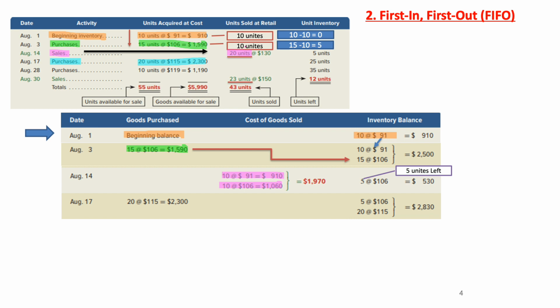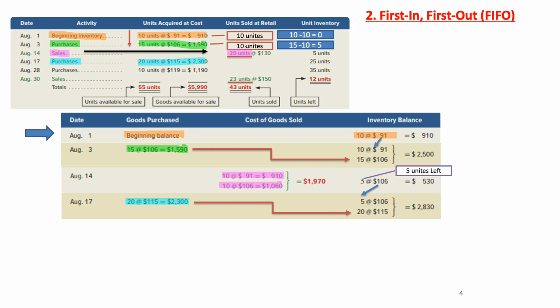Now, because the company made purchases, the inventory is going to increase. So how am I going to record the inventory balance here? I'm going to take the inventory units left from the August 14 transaction, which is 5 units multiplied by 106, and then add my new purchases. Then I'm going to take the total of both.